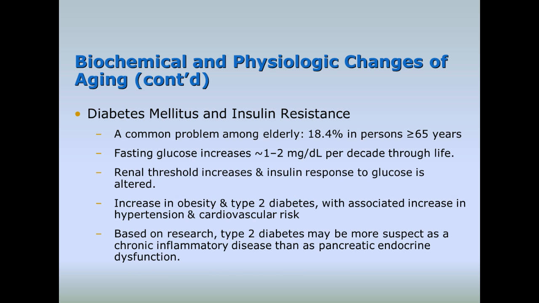Diabetes mellitus and insulin resistance become more of a problem as you get older. This is the type 2 diabetes that we learned about in our carbohydrate chapter. It becomes a very common problem among the elderly. About 18.4% of people over the age of 65 usually end up with some type of an insulin issue. Usually the fasting glucose increases 1 to 2 milligrams per deciliter per decade through life, and the renal threshold increases, and the insulin response to glucose is altered. So we end up being able to tolerate less of it than we did when we were younger.